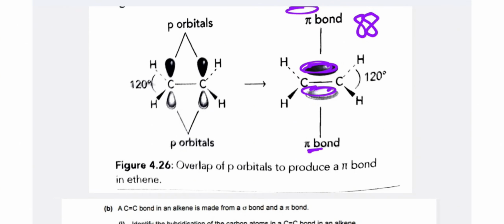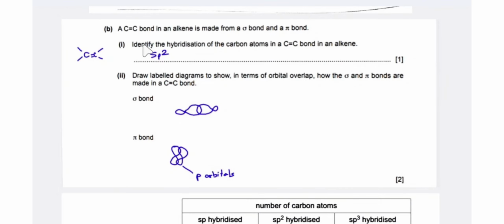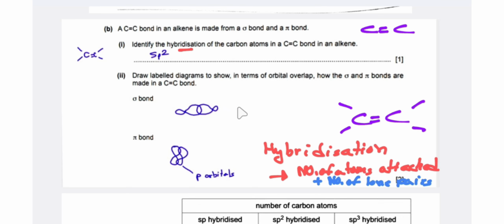So that is the pi bond. Now discussing some questions. Identify the hybridization of carbon atoms in this bond in an alkene. So what is the hybridization of the carbon atom? If we draw this alkene clearly, carbon forms 4 bonds, 2 with this carbon and the other 2. So what would be the hybridization? For hybridization, we know that it is calculated by the number of atoms attached plus the number of lone pairs.